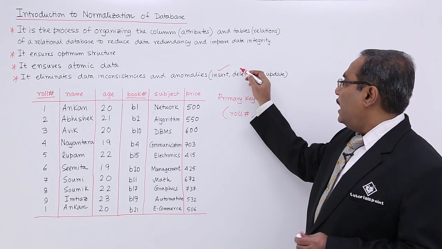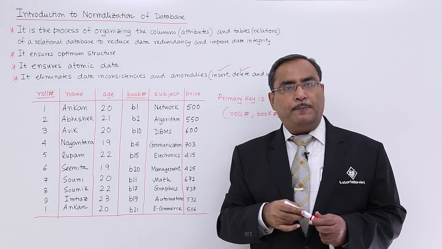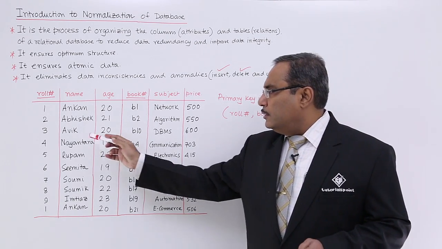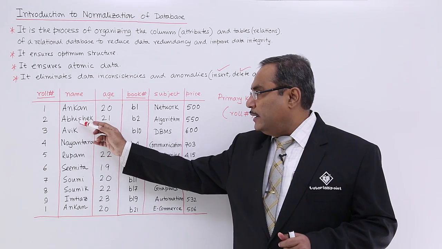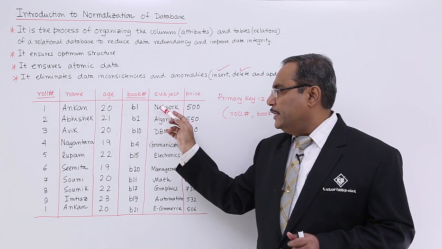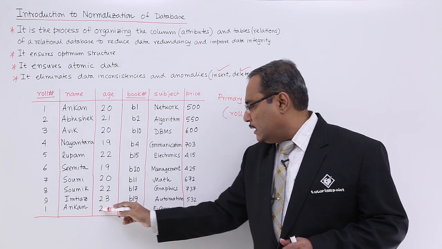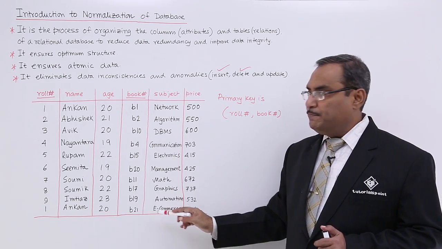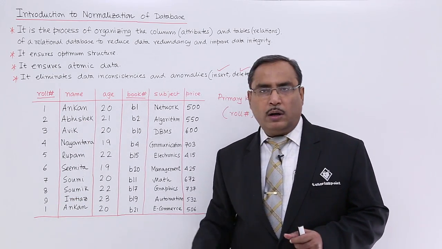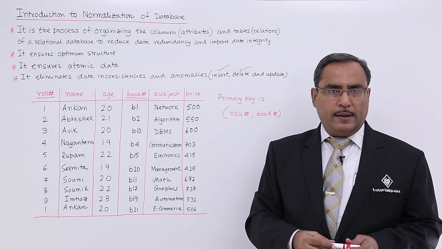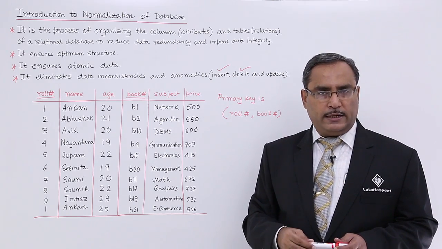So let us go for the update anomaly. Okay, Ankan has taken 2 books from the library. One is the network book he has taken, and Ankan has taken another book, the book on e-commerce. So roll number 1 has taken more than 1 book, and that is quite possible in the library. A student can take more than 1 book at a time.